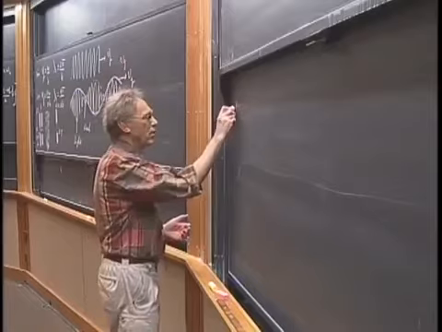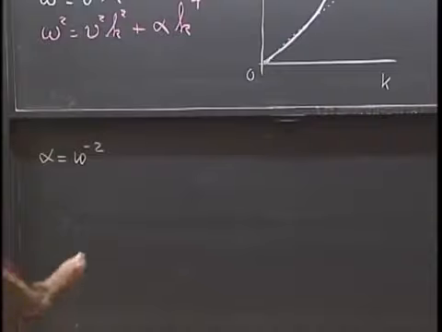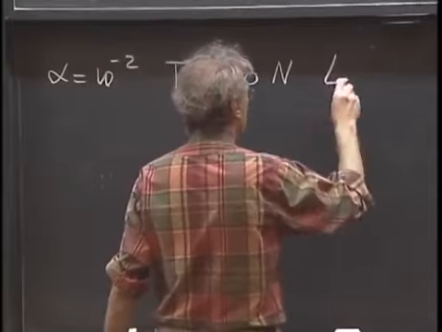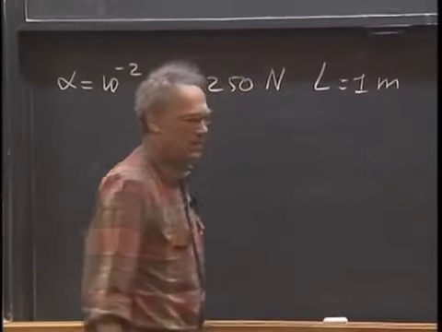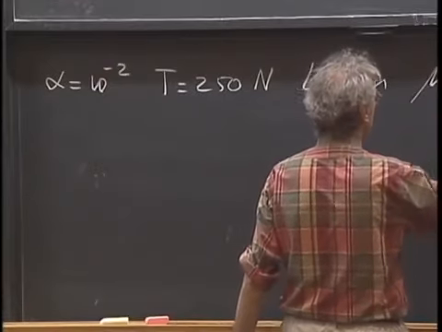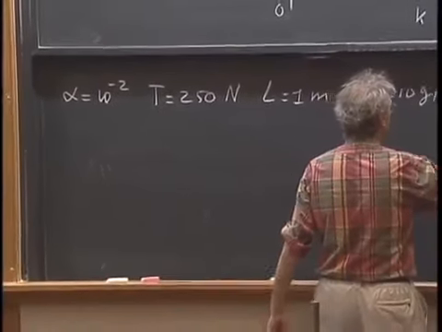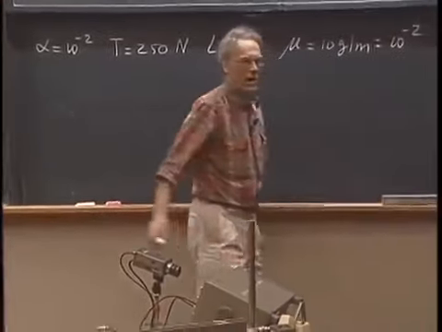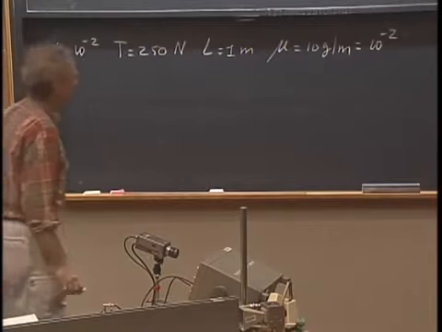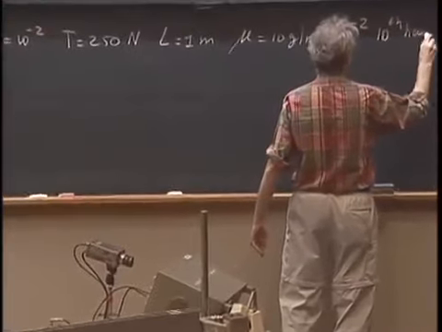And so the case that I have chosen, I take alpha is 10 to the minus 2. I take the tension, which is very common for piano strings, which is 250 newtons. I take the length of a piano string, which is 1 meter, just for simplicity. And I give it a mass per unit length of 10 grams per meter. So that would be 10 to the minus 2 in our SI units, 10 to the minus 2 kilograms per meter. And I want to explore with you the 10th harmonic of this string.